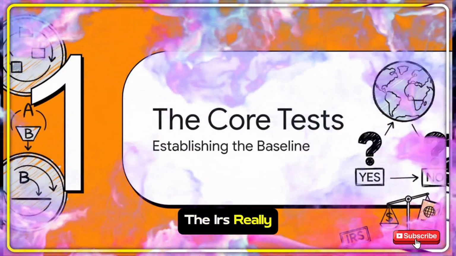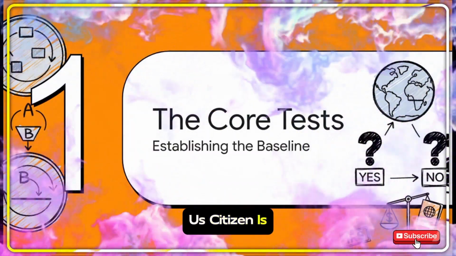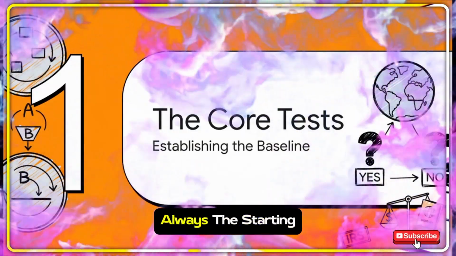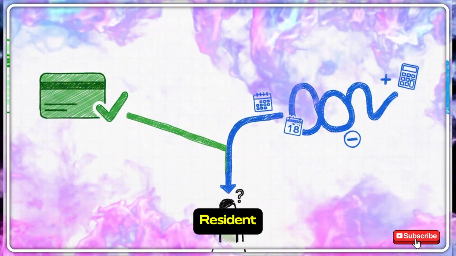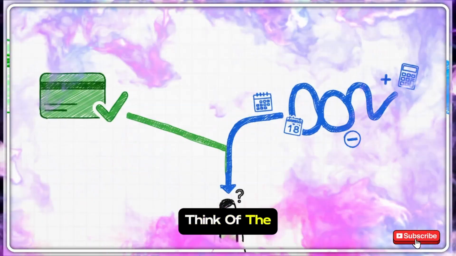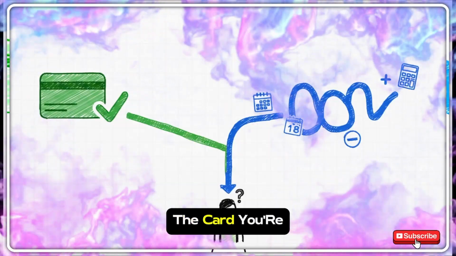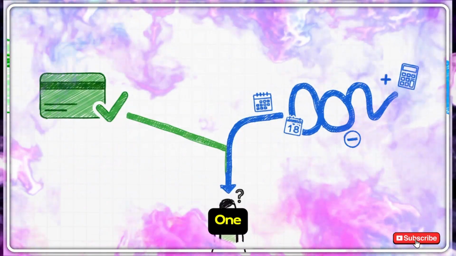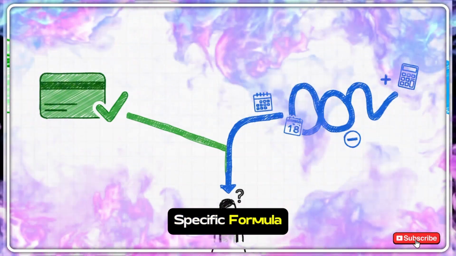Okay, let's get into the nuts and bolts. The IRS really has two main ways to determine if a non-US citizen is a US tax resident. This is square one. It's always the starting point for any analysis. So the two main paths to becoming a tax resident are the green card test and the substantial presence test. Think of the green card test as the easy one. It's a simple black and white rule. If you've got the card, you're in. The substantial presence test, on the other hand, is the mathematical one. It's all about counting your days in the US using a very specific formula.